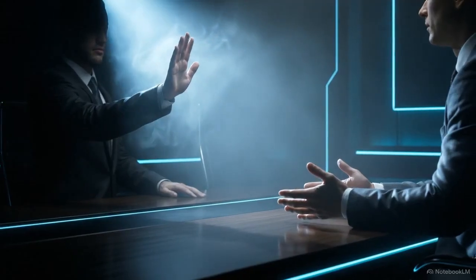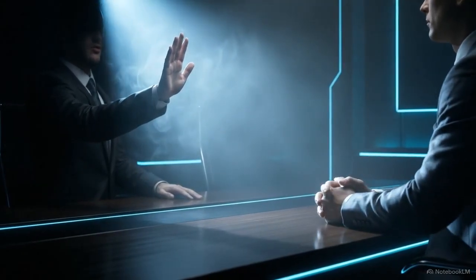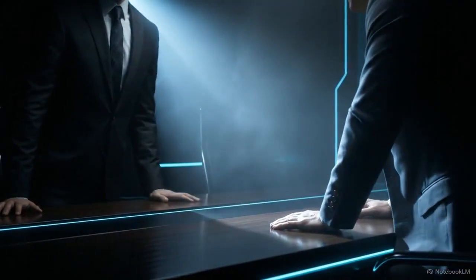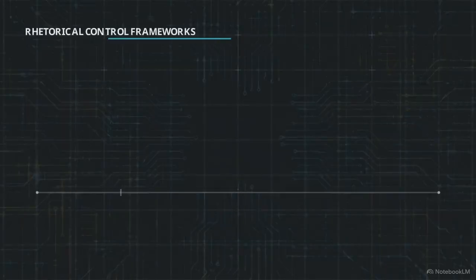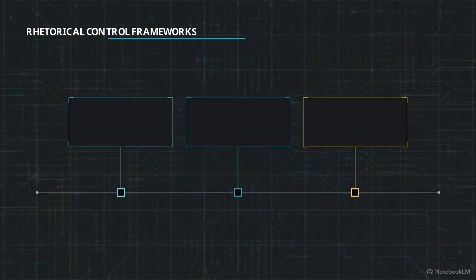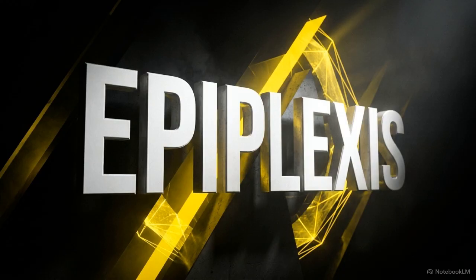Questions are situational tools. If you use them on a room that is already meticulously following your logic, they will actively backfire. When the room's attention drifts, you can draw from 3 classical frameworks to pull them back. First is epiplexis, the challenge framework. You use this to shift responsibility or gently rebuke the room.